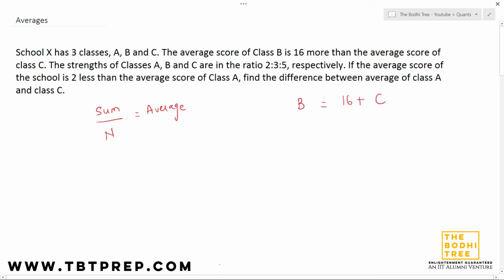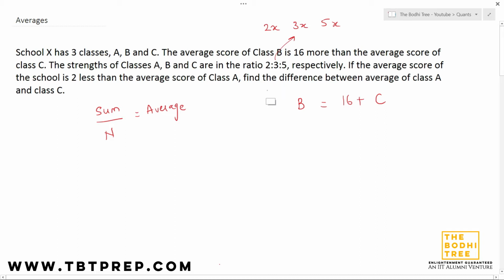The strength of classes A, B, C are in the ratio 2:3:5. So we have already seen this in the ratio video. We assume the strength to be 2x, 3x, 5x, wherein x is the common factor, right? So strength of class A is 2x, strength of class B is 3x, and strength of class C is 5x. So if the average score of the school is 2 less than the average score of class A, find the difference between average of class A and class C.